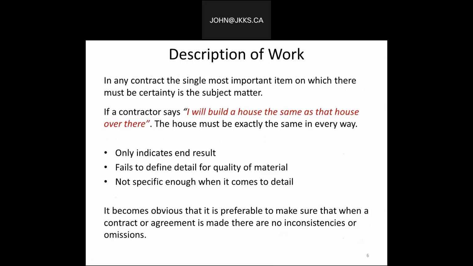So when we take a look at this slide, again, in any contract, the single most important item on which there must be certainty is the subject matter. Even in a small project, the detail of the subject matter with a well-written contract is important. Verbal agreements can leave too much open to becoming problematic and questionable. You might say what he said versus what she said, and so on. So it becomes obvious that it's preferable to make sure that when a contract or agreement is made, there are no inconsistencies or omissions.